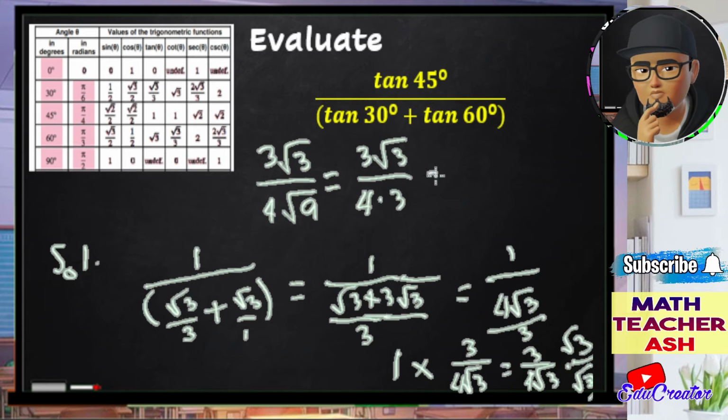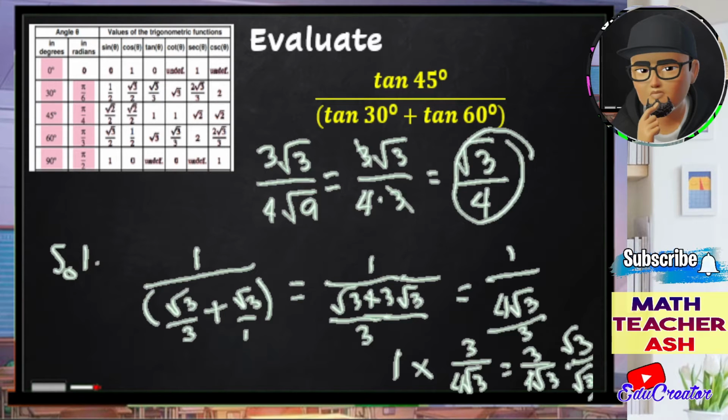My dear math learners, as you can see, we now have whole numbers outside the radicand. We have 3 here, and we also have 3 here, so we can cancel them. So the final answer for this is square root of 3 over 4. And that is our final answer, my dear math learners. I hope you got that one.